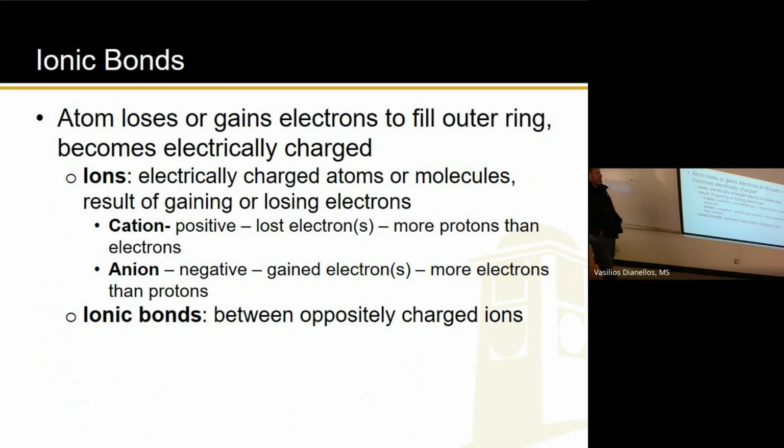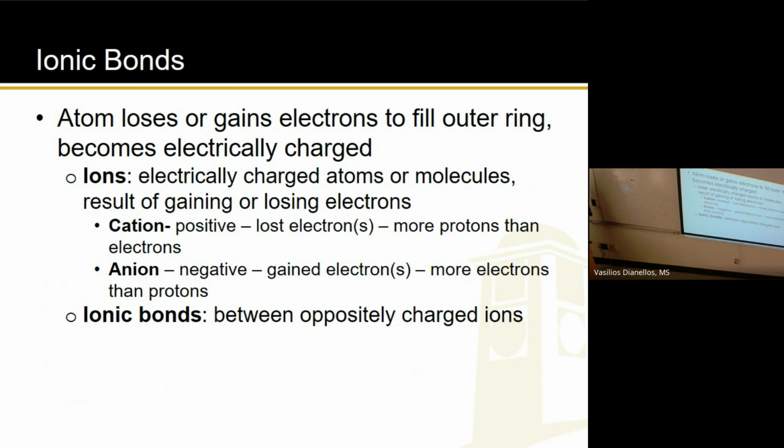So when we have these chemical reactions, these atoms come together and form molecules, right? They come together and we have these different types of bonds, and you will need to know the different types of bonds for the exam. So the first type you need to know is called ionic bonds. And an ionic bond is when an atom loses or gains electrons to fill the outer ring. And when they do that, they become electrically charged.